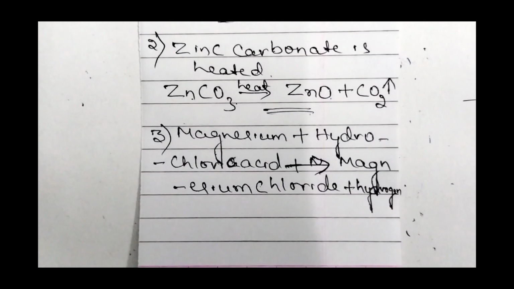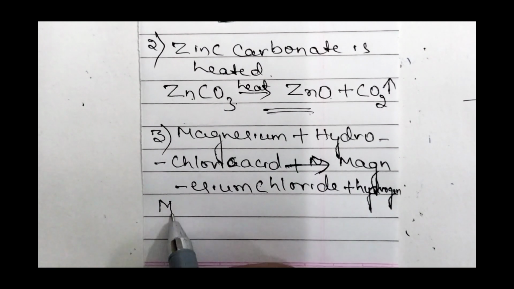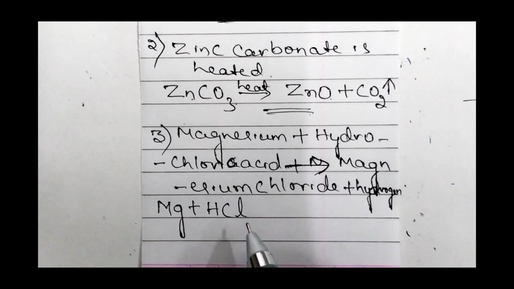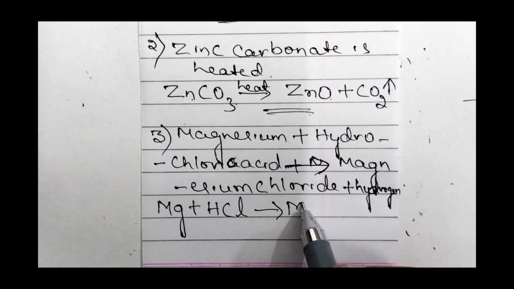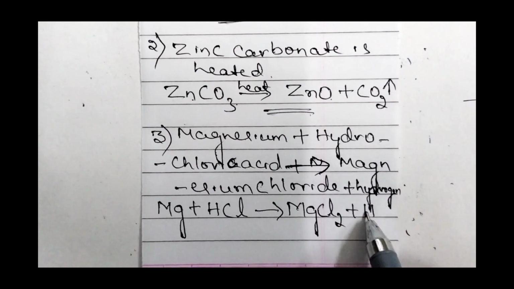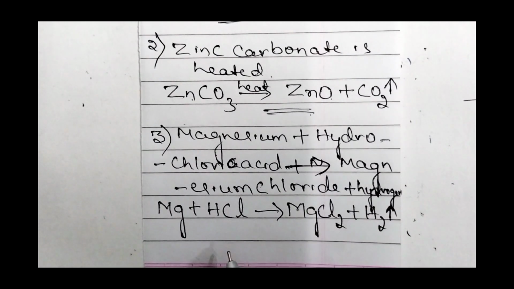So now let us write this as an equation. Magnesium, that is Mg, reacts with hydrochloric acid, that is HCl. It gives rise to magnesium chloride, that is MgCl2, plus hydrogen, that is H2. Now let us balance this chemical equation.